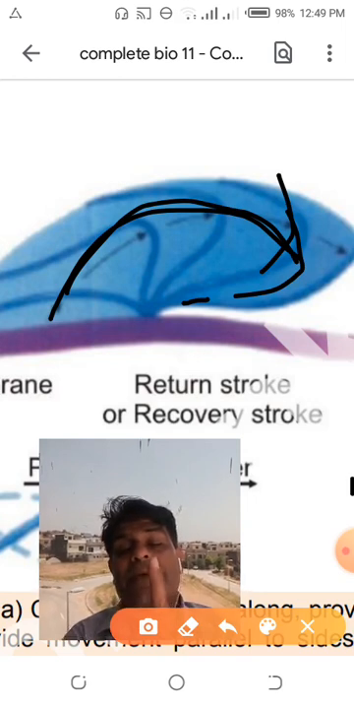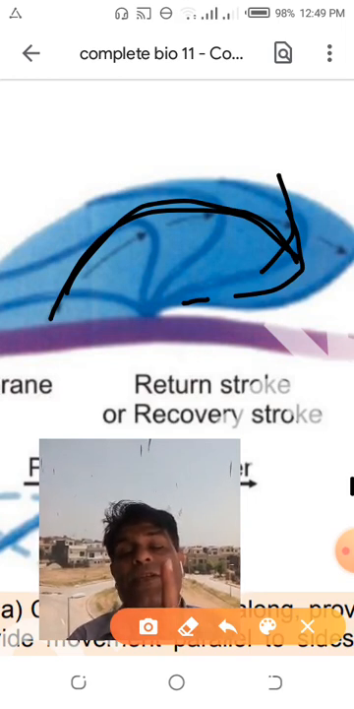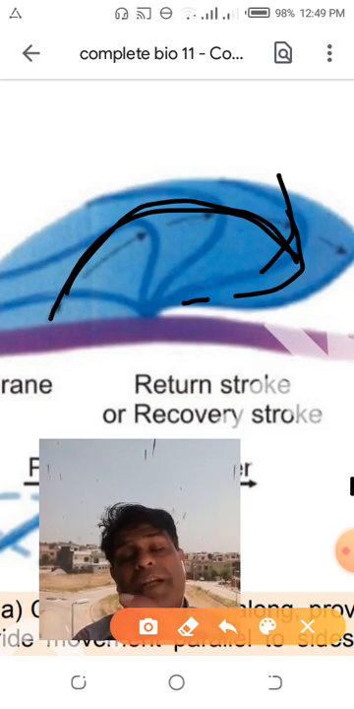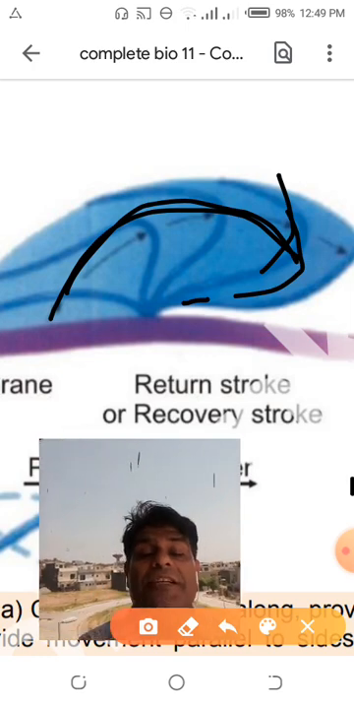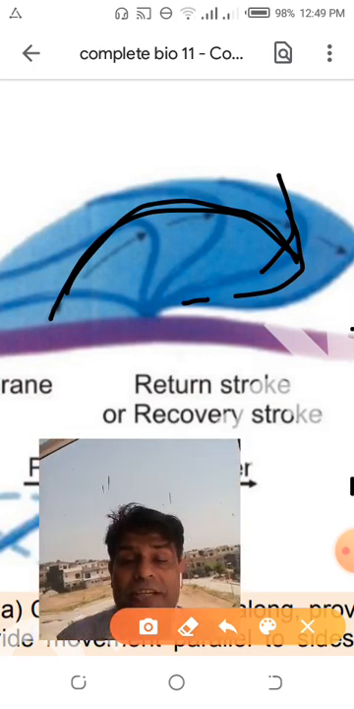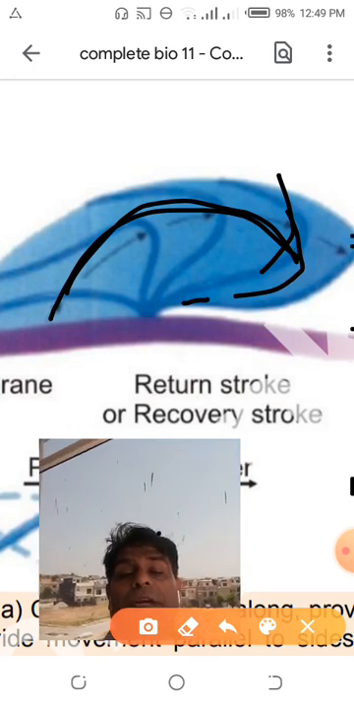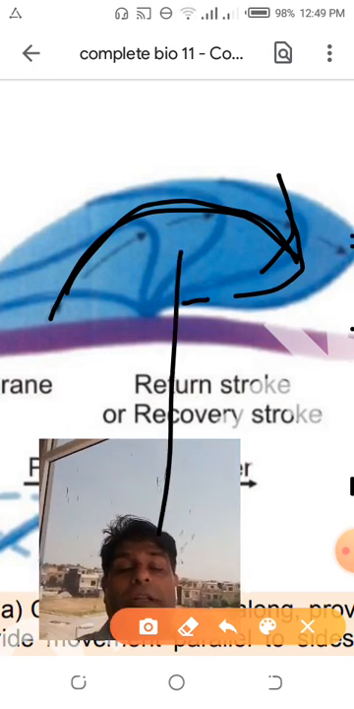If the cilium is moving up, it means the last four will contract, the first five will relax. It means they are relaxing. So I have to show once again. Okay, you want me to repeat this information. So I will repeat once again by showing the movement of the finger.